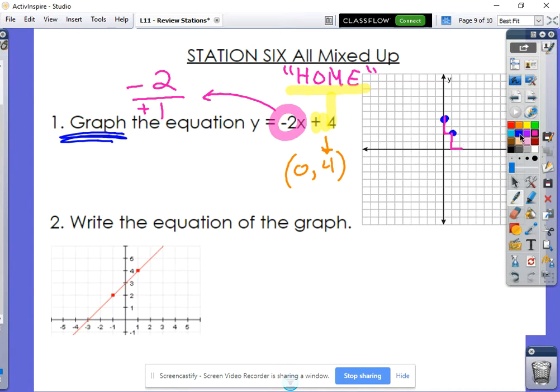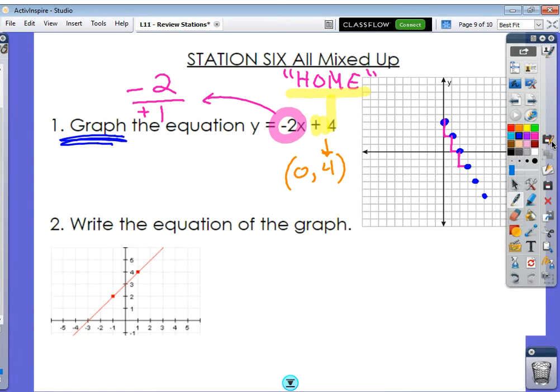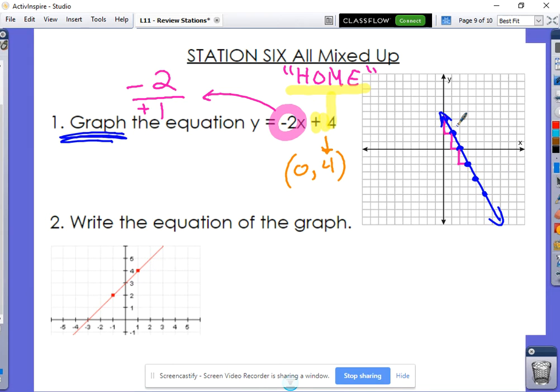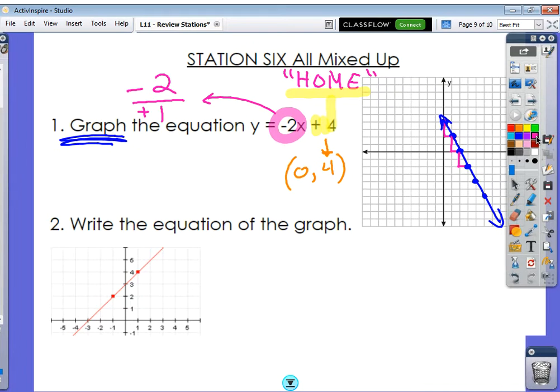Down 2 to the right 1, that's another point. Down 2 to the right 1, that's another point. You can just keep going with or without the little stairs there if that helps. And there you go. There's your equation graphed. All right, beautiful. Now we're going to go the backwards of that.